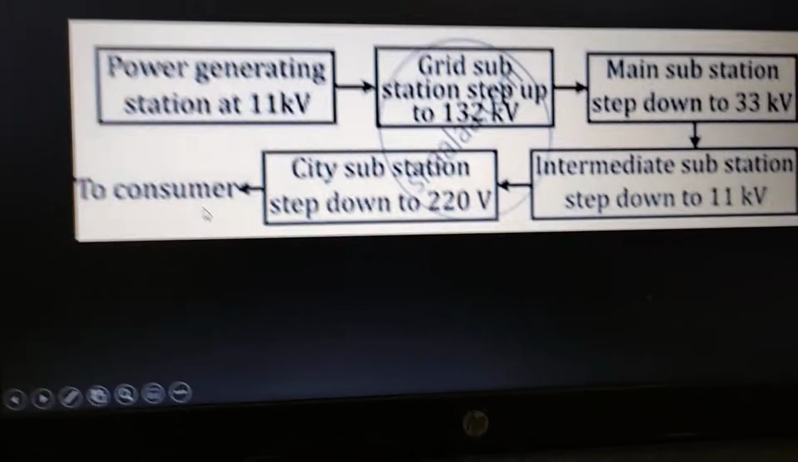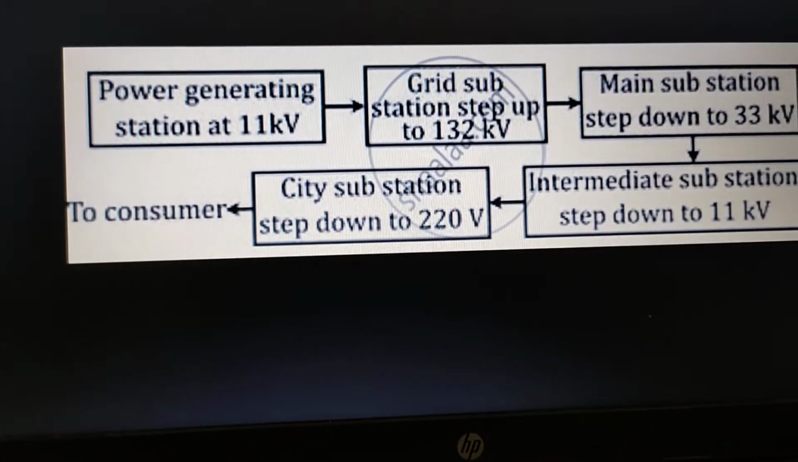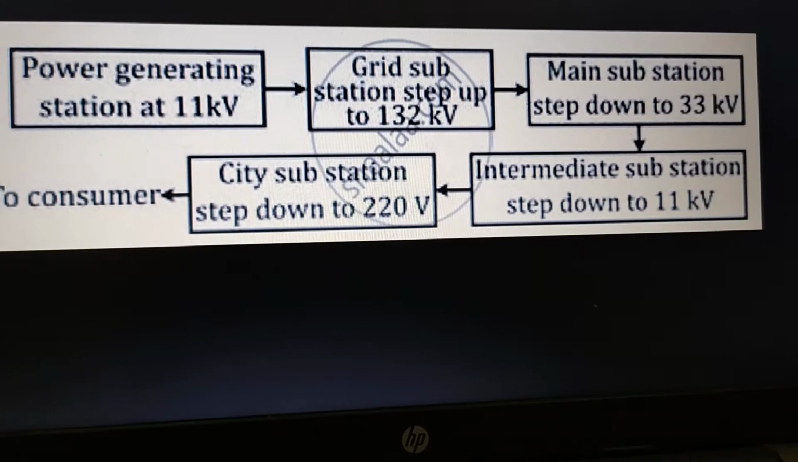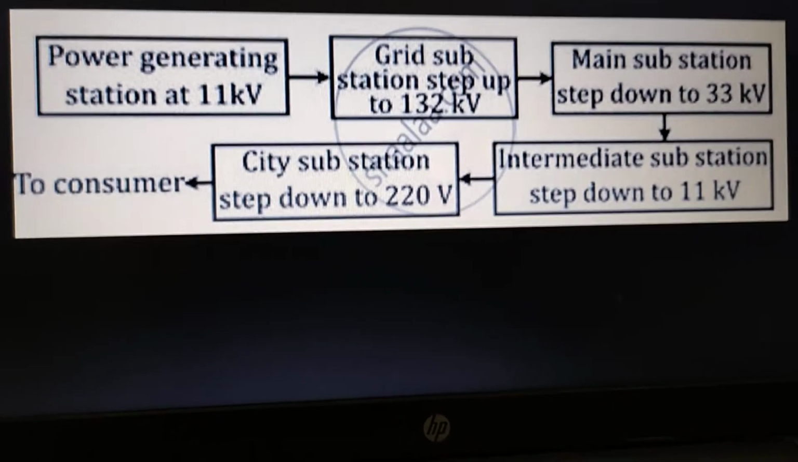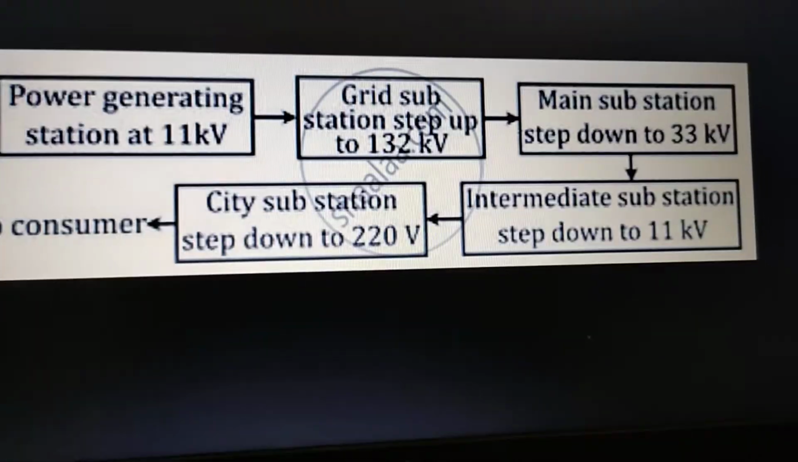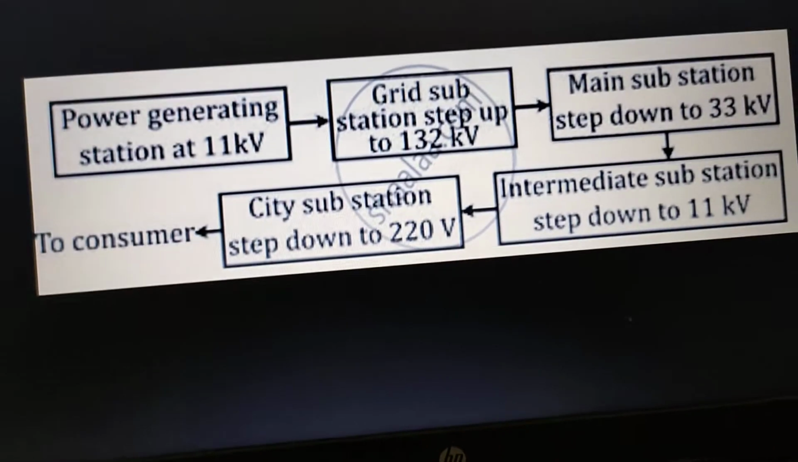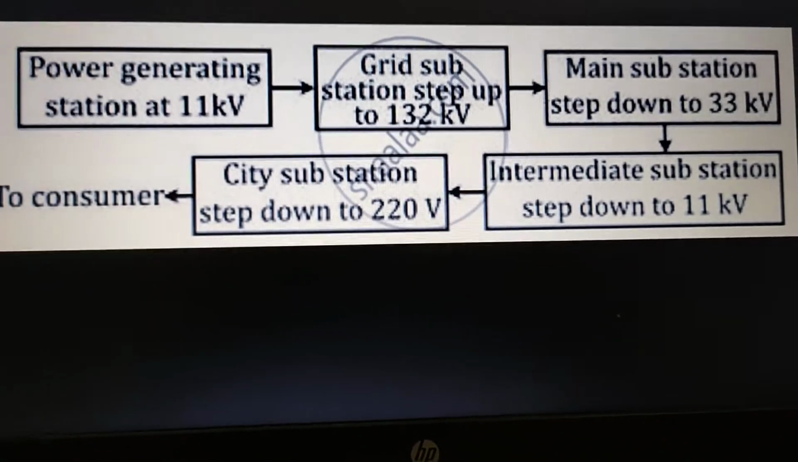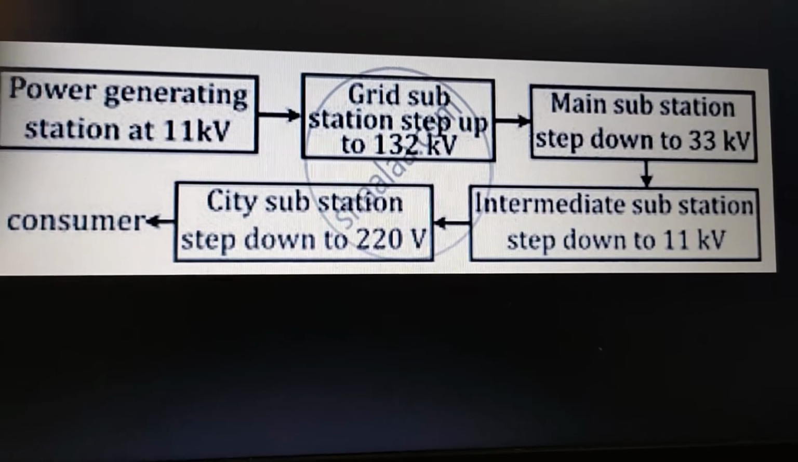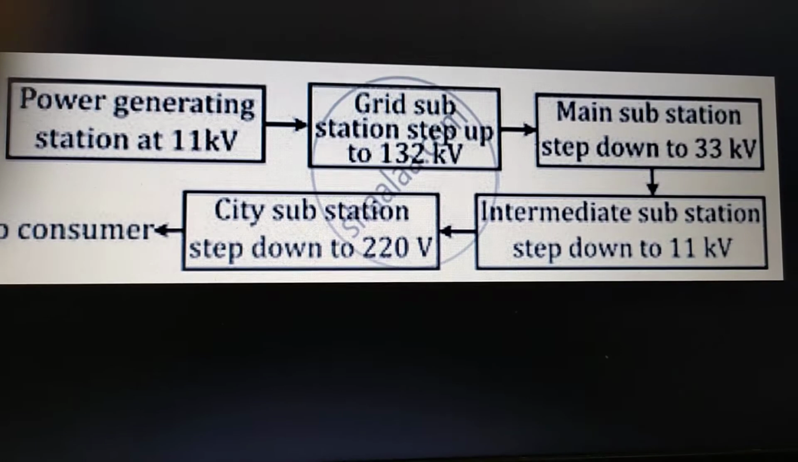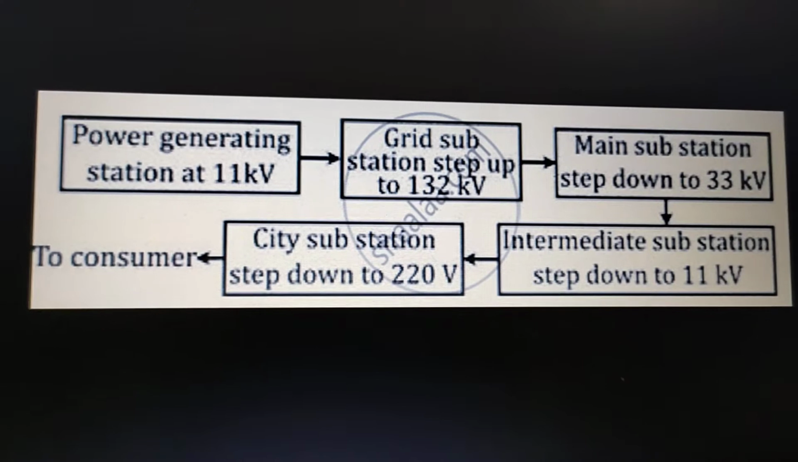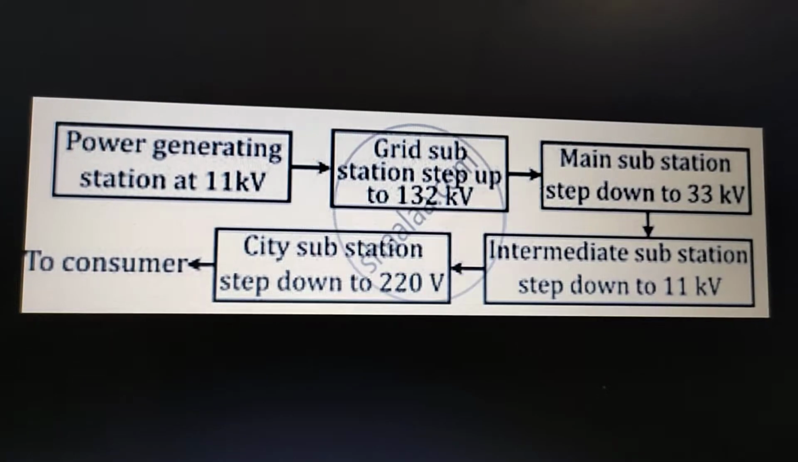Now you can ask me, ma'am, why is it first 132, then again 33, then again 11 kilovolt, and then again 220 volt? Now see, there are many purposes for generating electricity. Some need electricity for heavy industrial use, some for domestic use, and someone needs electricity midway between heavy and low. So we are generating three types of electricity.